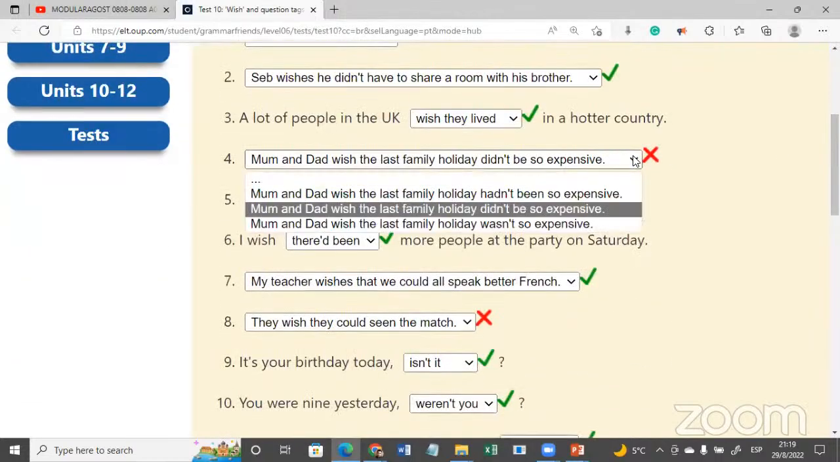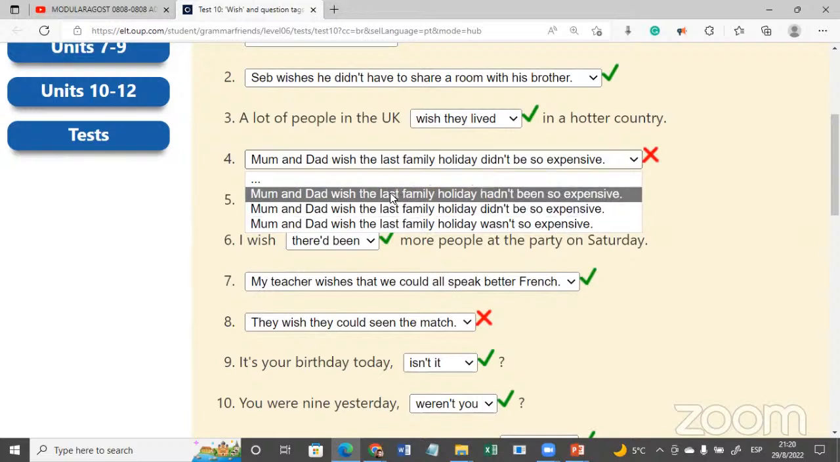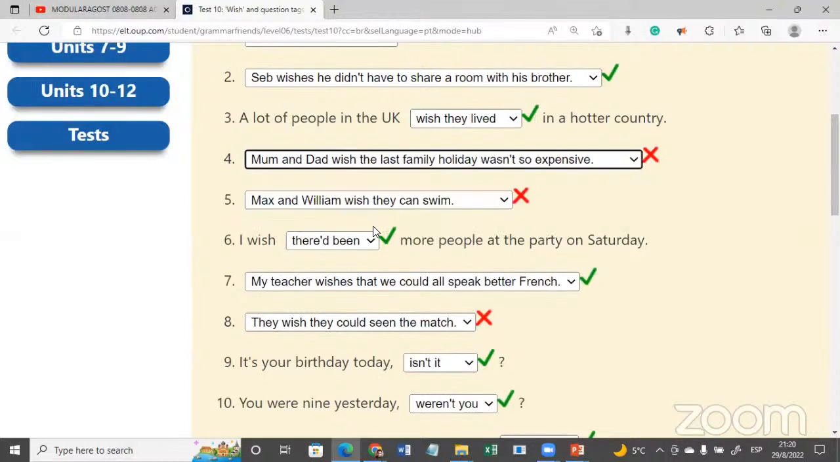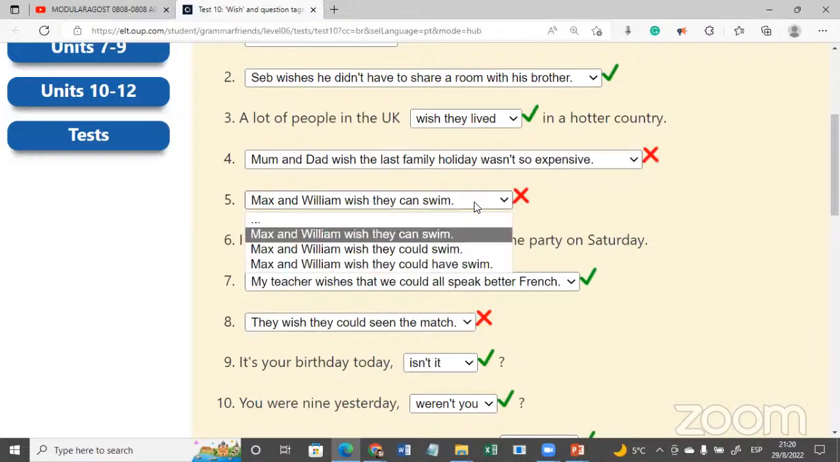That's good. For example, number 4: Mom and Dad wish the last family holiday didn't be so expensive. Mom and Dad wish the last family holiday hadn't been. They wish the last family holiday wasn't so expensive. So we have to choose one of them. What do you think, the first or the third one? Probably this one, right? And how about number 5? Max and William wish they can swim. Max and William wish they could swim.